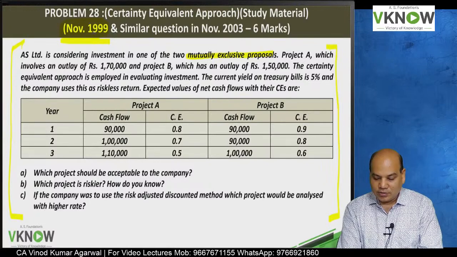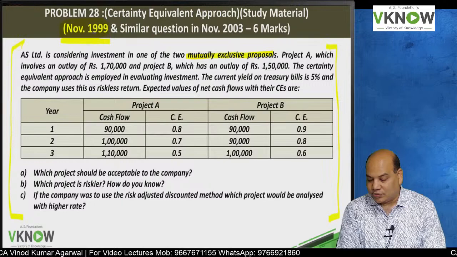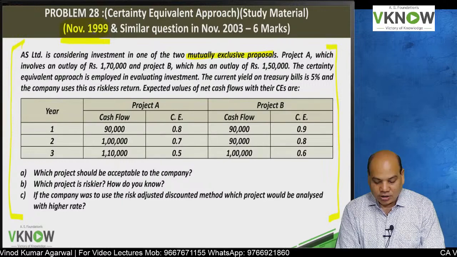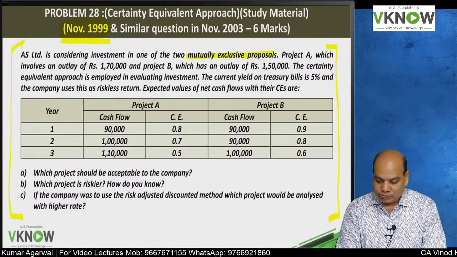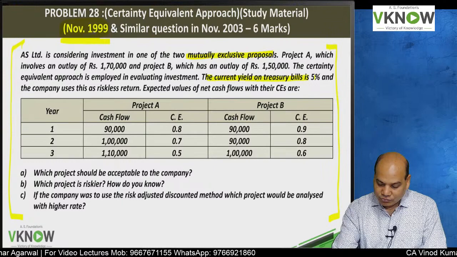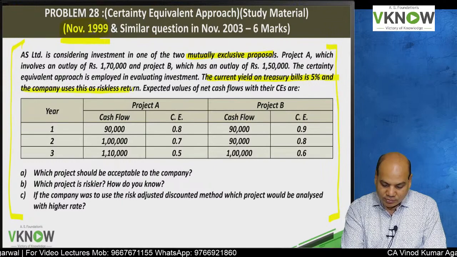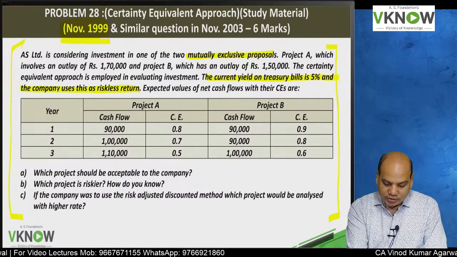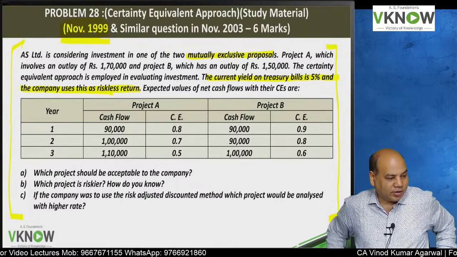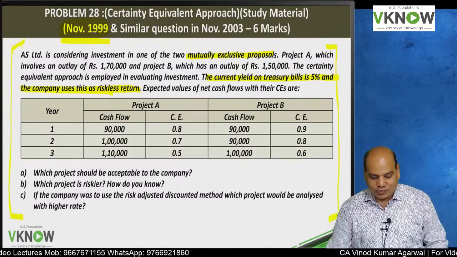The current yield on the treasury bill is 5%, and the company uses this as a riskless return. Why this is given? Why this 5% is given? Quickly reply. If you reply more, then I will tell you more stories.